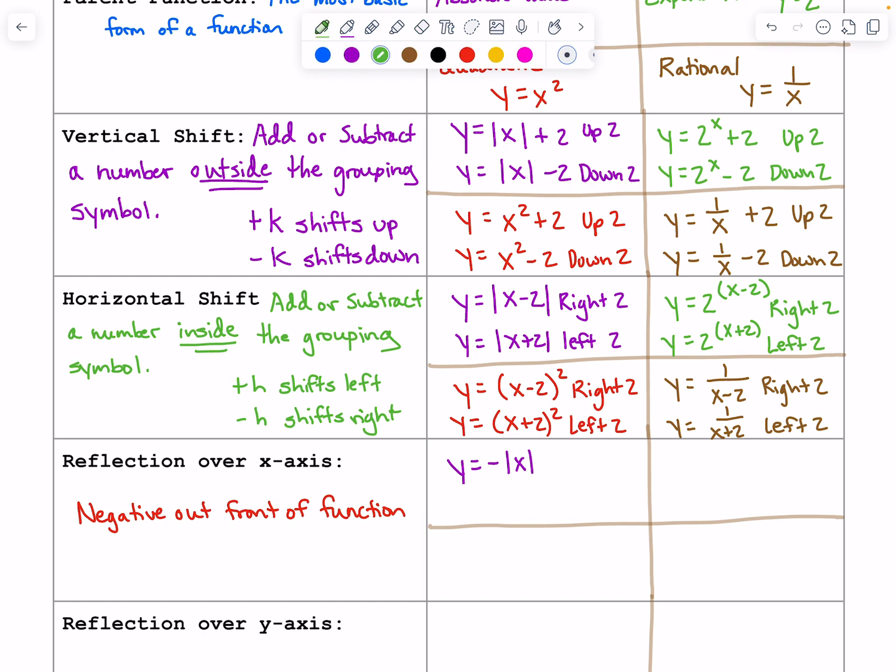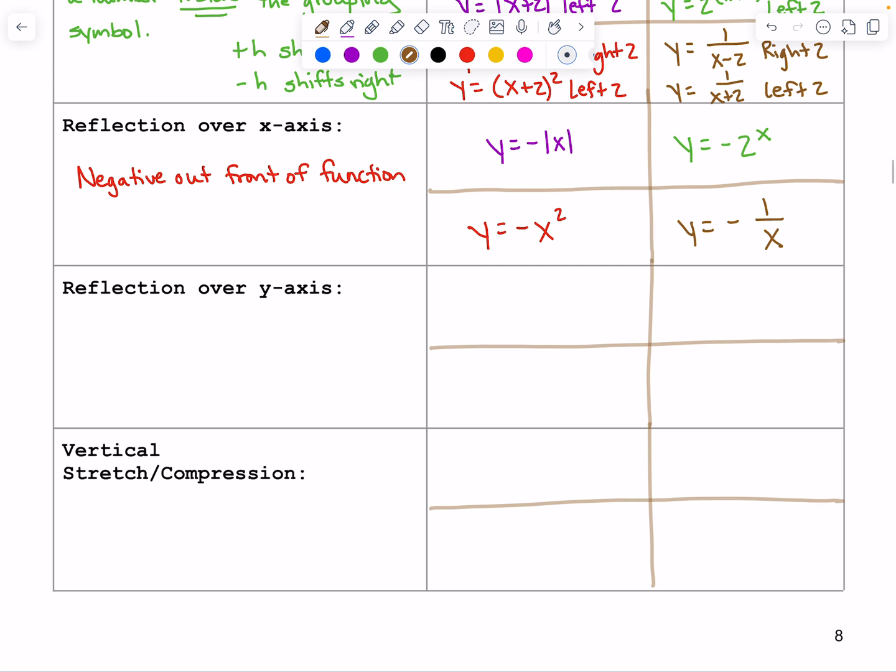And then for exponential, y equals negative 2 to the x. Let me put that one in the middle. And then, let's see, for quadratic, y equals negative x squared. And then for rational, it'd be y equals negative 1 over x. And the negative could be out front or in the numerator. Either one would be all right.